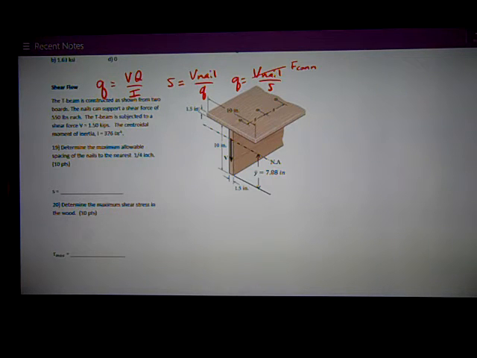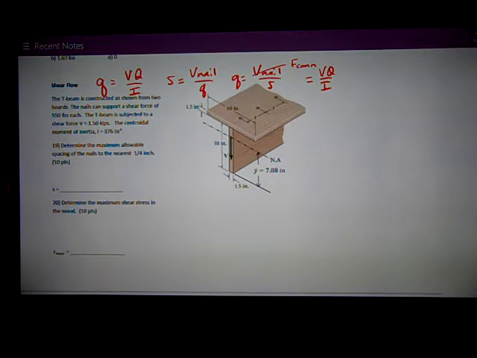So now I want to equate little q, VQ over I, to force in connector divided by S. So I can say that F connector over S is equal to VQ over I. And I want to rearrange that and solve for S. So S, just rearranged, is equal to F connector times I divided by VQ.